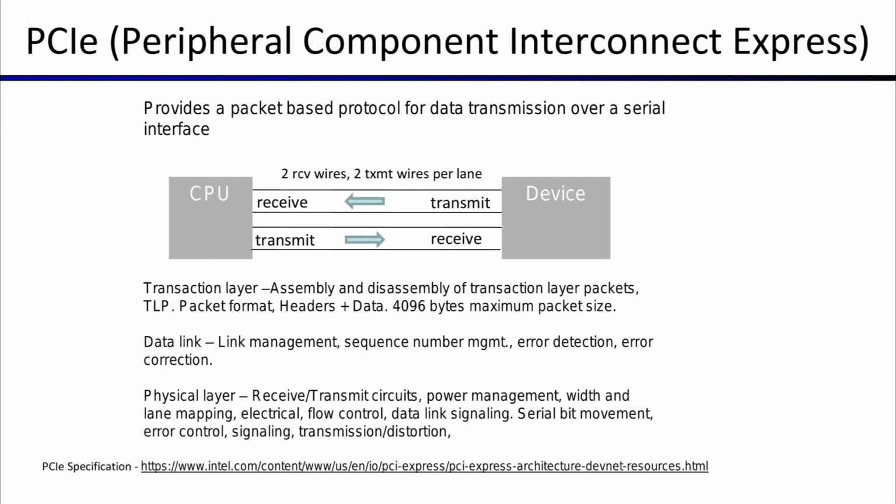So at the lowest layer here, the physical layer comes in, which has the receive and transmit circuits for the PCIe specification, power management, width, lane mapping, all the electricals. Then on top of the physical layer, there is a data link layer specification for this protocol, and that deals with link management, sequence number management, error detection, error correction kind of things. And on top of that, then there's a transaction layer, which is all about assembly, disassembly of the transaction layer packets, and packet formats, header, how to get the data out of that, and those kind of things.